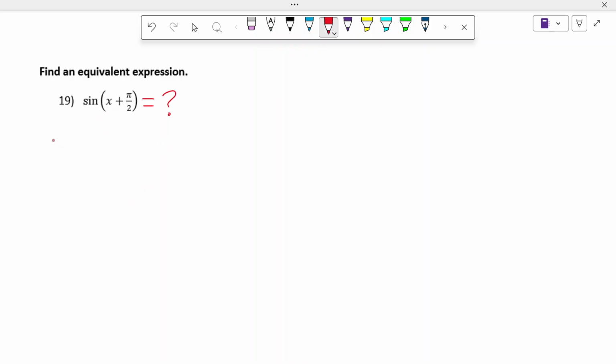Well, when I look at this, the first thing I think about is that it reminds me a whole lot of just sine of x. So if I think about sine of x, this is different than just the sine of x. It says the sine of x plus pi over 2. We're just adding some stuff in there.